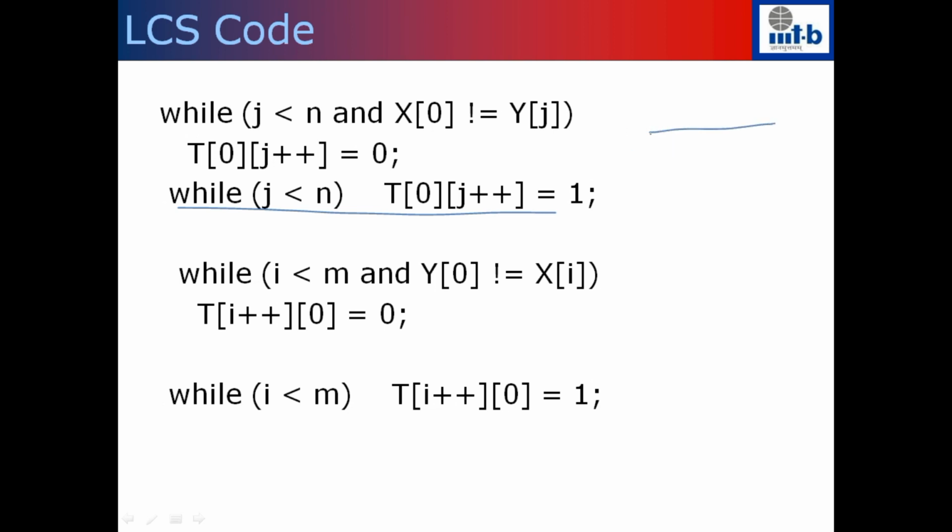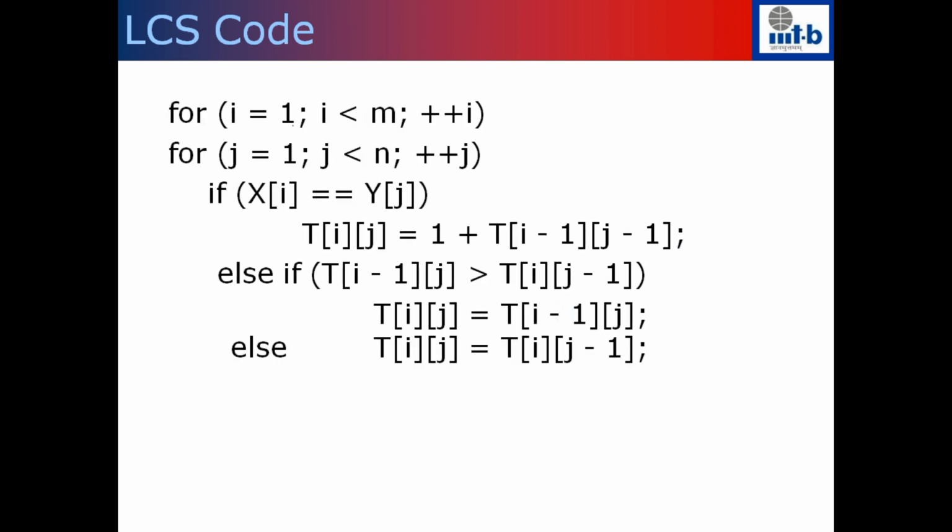If you have to fill the first column, the sequence that I have here is x and the sequence that I have here is y. This is of length n and this is of length m. Till I see the first y of 0, t of i plus plus comma 0 will be set as 0, till I see the first character which is the same as the character written here. It's all 0. The moment I see the first y of 0 which is equal to x of i, come out of this loop. After that everything else is set as 1. Right, so this is the way we set the first row and first column.